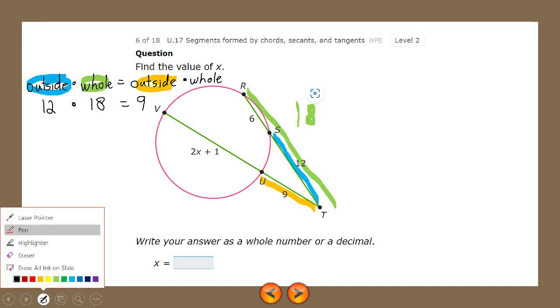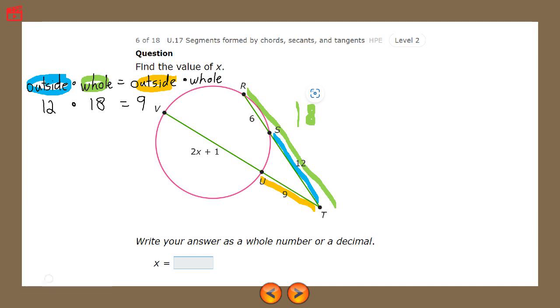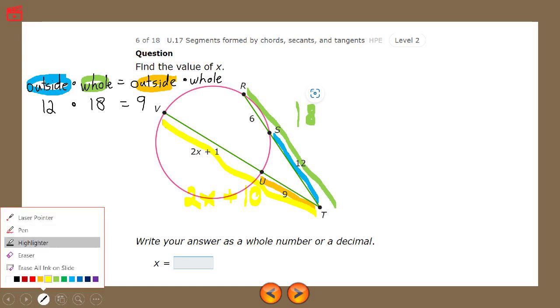The whole length of the line from V all the way to T, we're going to have to add those two lengths together. 2x plus 1 plus 9. That is 2x plus 10. We're going to have to multiply 9 by that value. We're doing the whole length there.